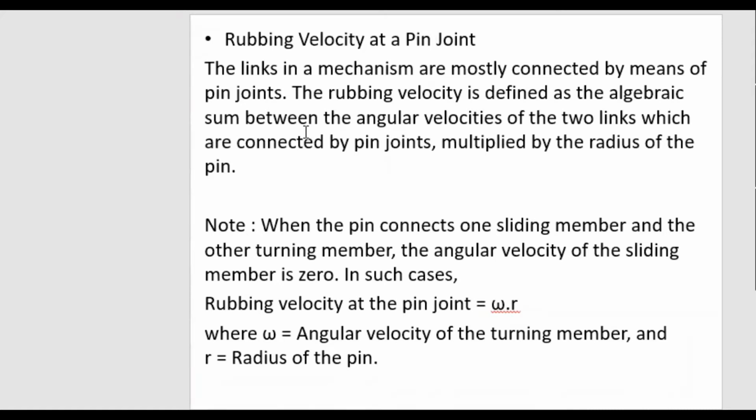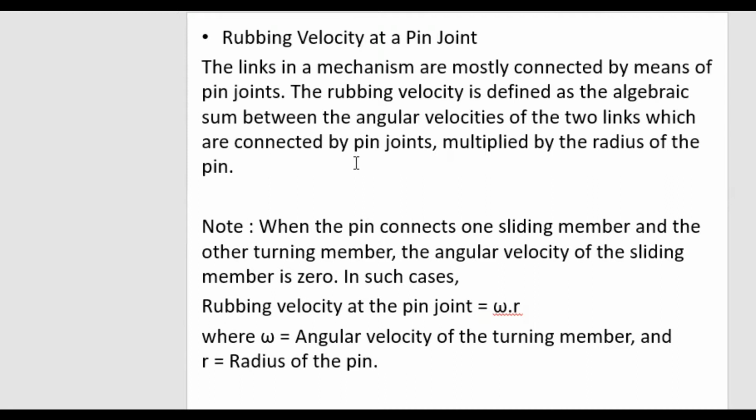Say for example I have this link, and both are rotating with some angular velocities. The rubbing velocity is the algebraic sum of these angular velocities. If only this is moving, or only this is moving, or both are moving, it doesn't matter. It is the sum of the angular velocities of the two links connected by pin joints, multiplied by the radius of the pin. You might have studied the gudgeon pin; the pin has some radius, and that radius is multiplied by the algebraic sum of the angular velocities.